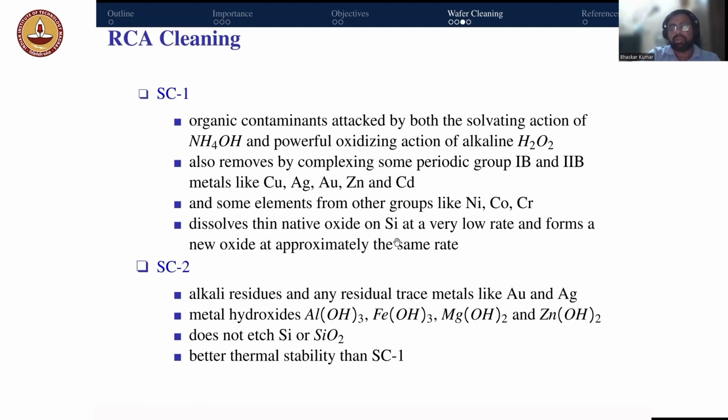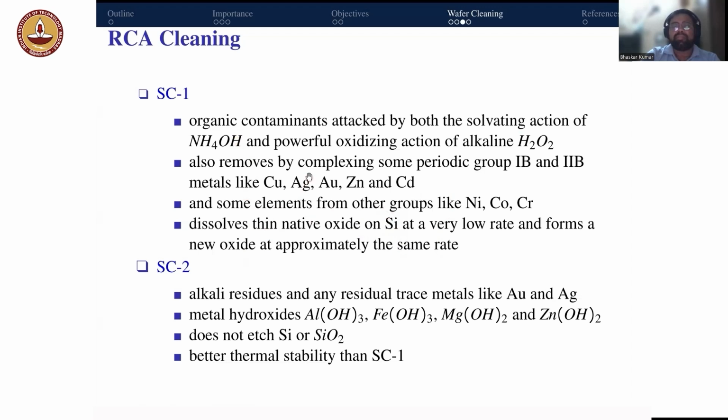After the discovery of AFM, we realized that the way RCA1 works is that it dissolves the thin native oxide of the silicon at a very low rate, and it forms new oxide at approximately the same rate. As such, the impurities contained in the oxide are removed, and after SC1 is performed, we have a freshly made oxide layer on the sample. Because of the presence of this very thin oxide layer, the surface is hydrophilic.